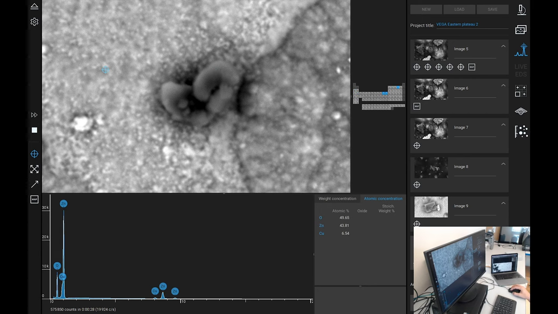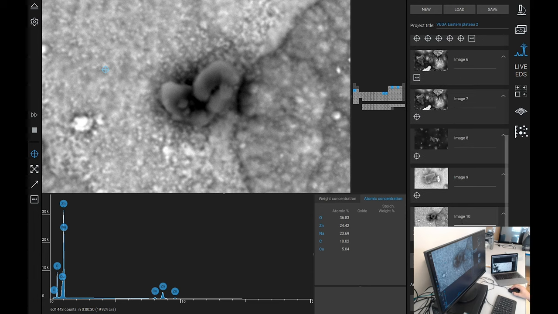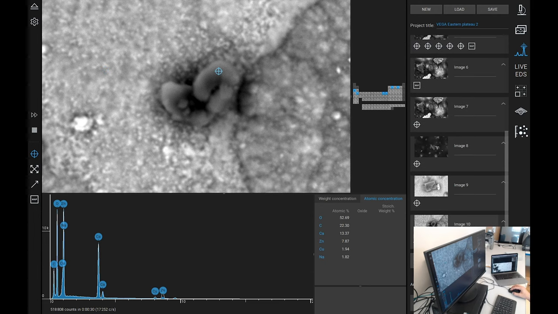And what have we got on the outside area? Well, we have no calcium whatsoever over here. And we have copper and zinc from the original material, oxygen, carbon. There we go. Very clear. It's almost like we can predict what we're doing now.